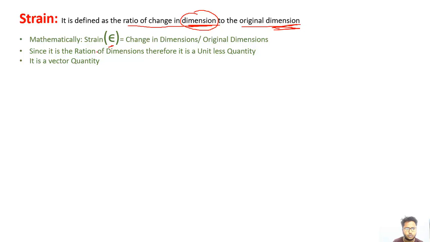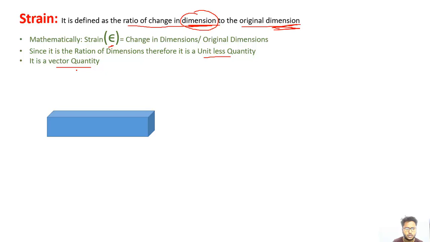Since it is the ratio of the dimensions, it is a unitless quantity. It is a vector quantity because the change in length is in a certain direction.